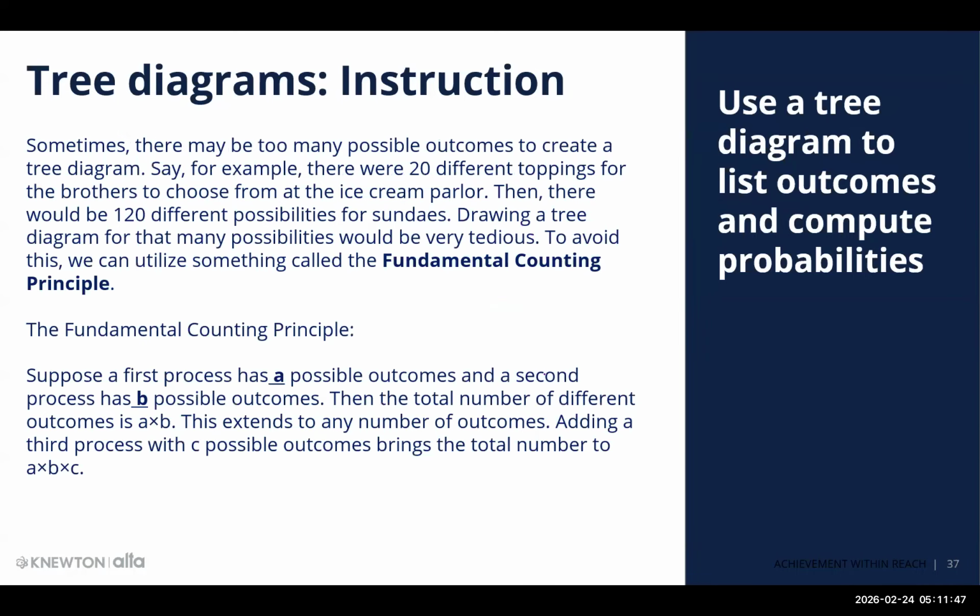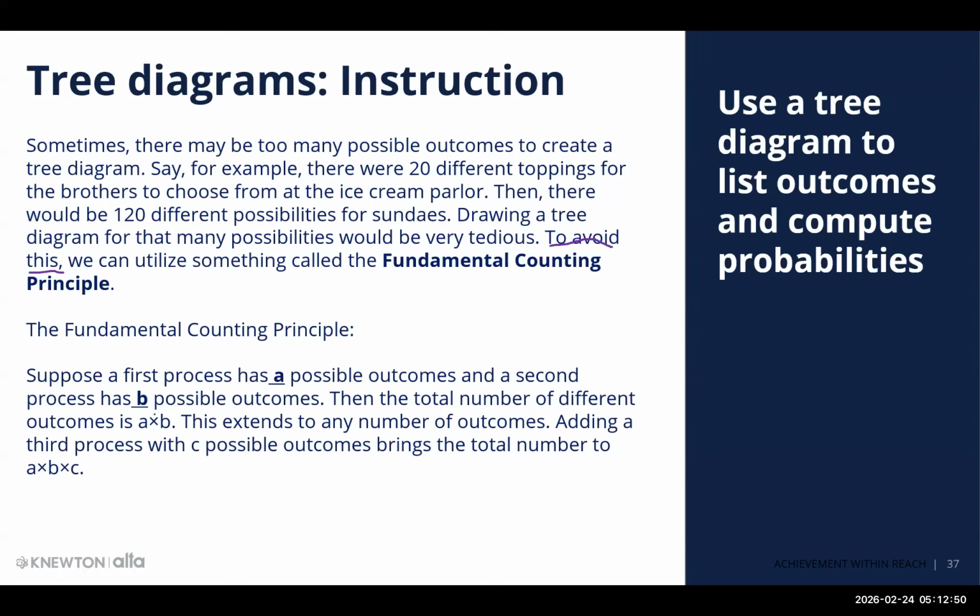Okay, so sometimes there may be too many possible outcomes to create a tree diagram. To avoid this, we can utilize something called the fundamental counting principle. That allows us to count without actually having to make the tree diagram, because you can imagine a die with 20 sides. Hard to imagine, but or 12 sides. I know the name of that. That's a dodecahedron, right? And if so, you can imagine that you've got two dodecahedrons, so two 12-sided dice, and then try to imagine all the possible outcomes.